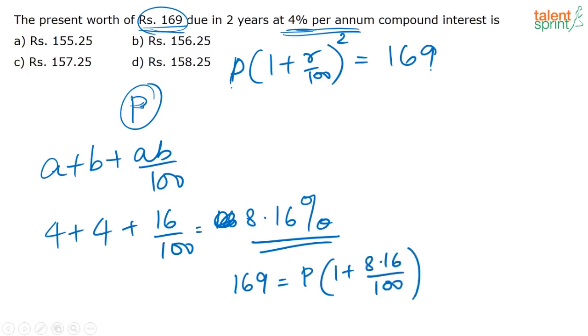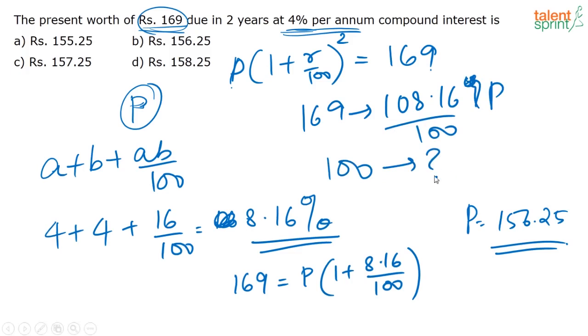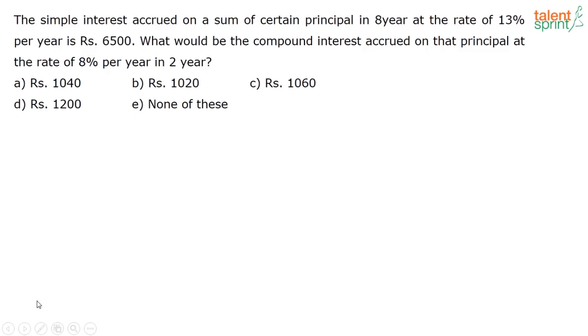Or P into 8.16% plus P, same thing we have written. So, when you solve this, you get the value of P as 156.25. So, effective percentage is 8.16%. Now, how you can do it is, this 169 is nothing but 108.16% of P, correct? So, from this you can calculate what is 100%, just cross multiply, you get the answer. Everybody, is it clear? Let's move on to the next question.